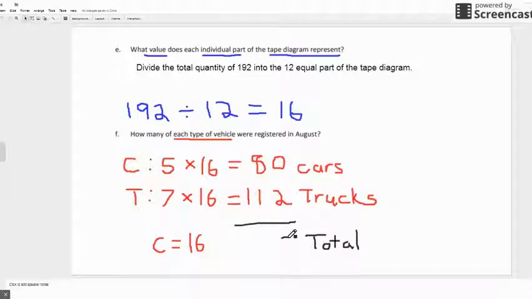So 0 plus 2 is 2. 8 and 1 is 9. And 0 plus 1 is 1. So 192 vehicles were registered, and of course that matches. It matches with E. It matches with the information presented to us. All right, so there you go. There's your exercise 1 that we went through all the steps. Go ahead and stop the video and move on to the next video, please.